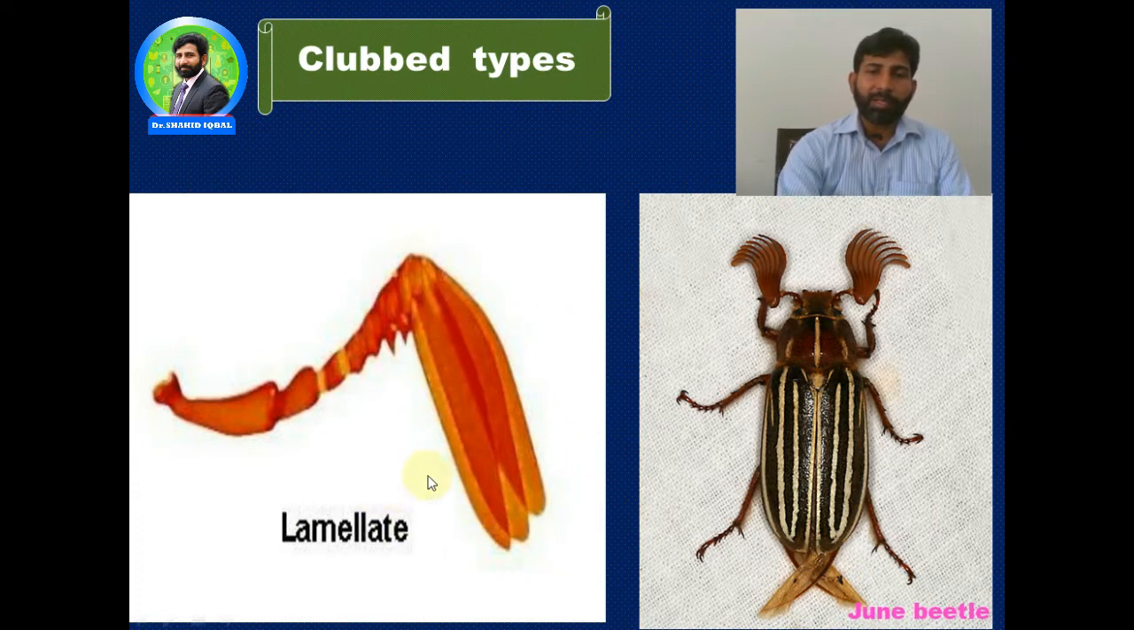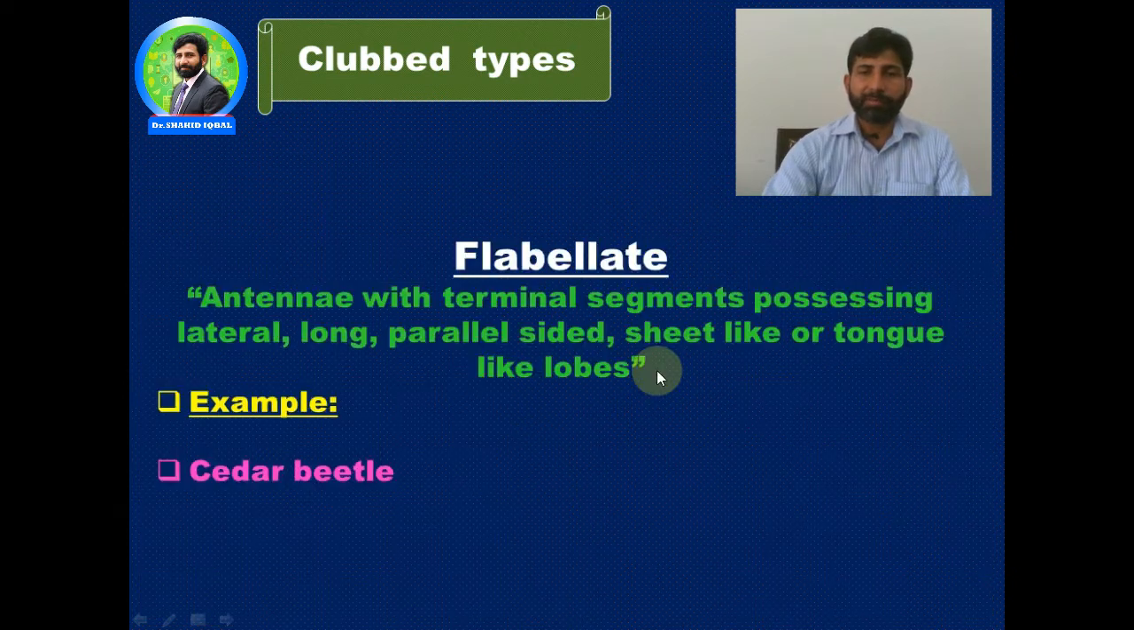Here, lamellate. This is a June beetle. Look here, this is the shape of the antennae. Flabellate: antennae with terminal segments possessing lateral long parallel-sided sheet-like or tongue-like lobes. This condition exists in the cedar beetles.